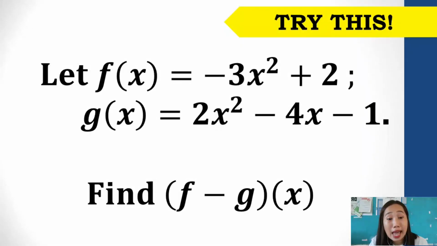Okay, let f of x equals negative 3x squared plus 2 and g of x equals 2x squared minus 4x minus 1. Find f minus g of x. So, i-pause mo lang tong video and sagutan mo sa yung papel. And if you're ready, let us check your answer. Okay, so I hope you're ready. Let us check your answers.